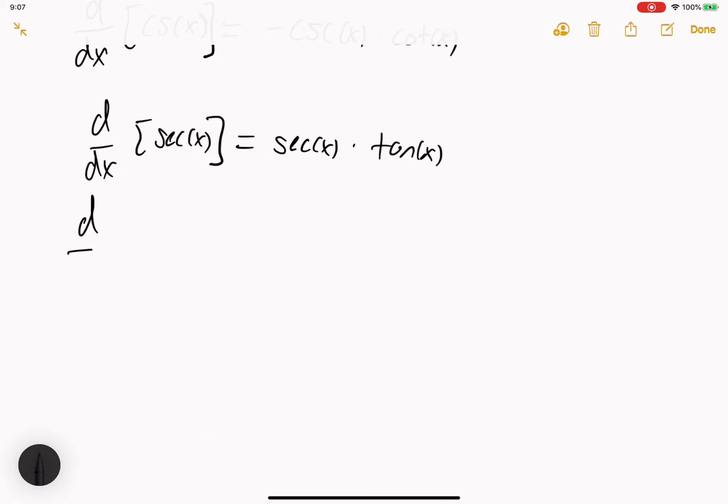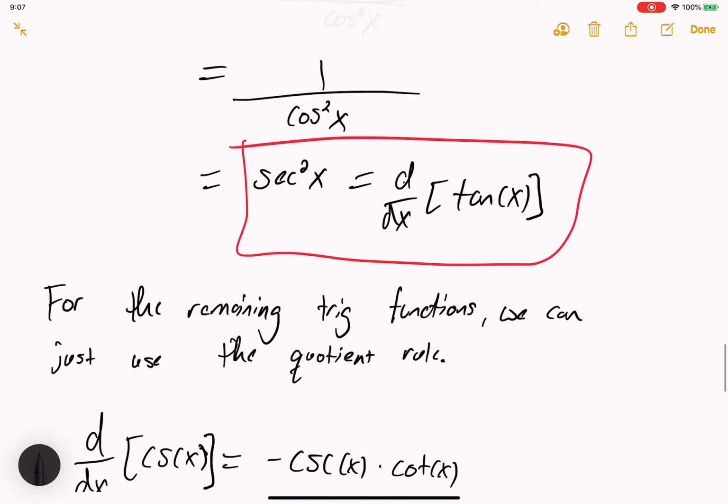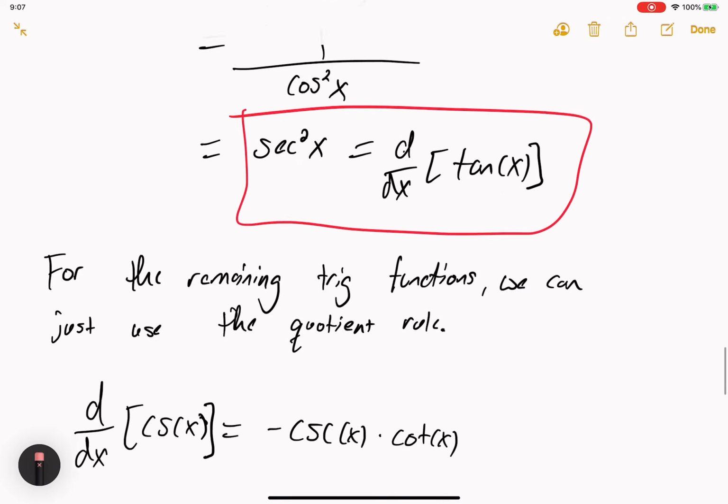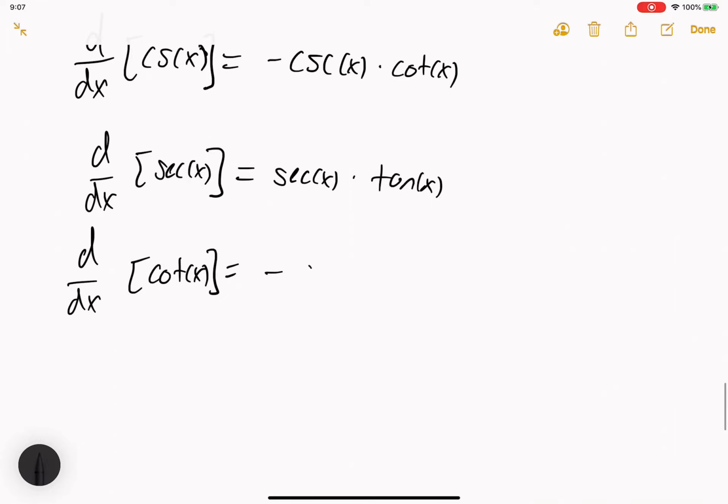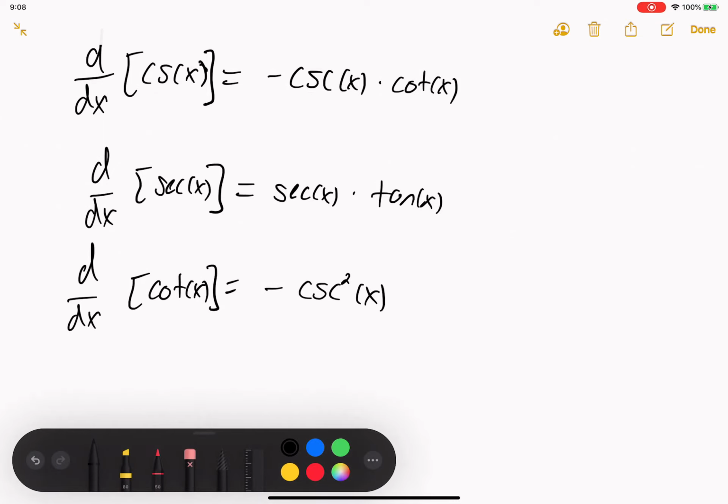But moving on to the last one, d/dx of cotangent of x. As you can probably guess, as the last one was equal to secant squared of x, what you can see from the relationship here is that it's going to be negative cosecant squared of x. So, these are pretty nice. I like them, actually. And I'll box them in red to indicate their importance.